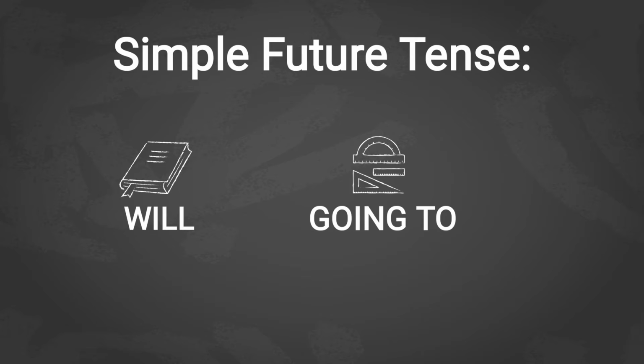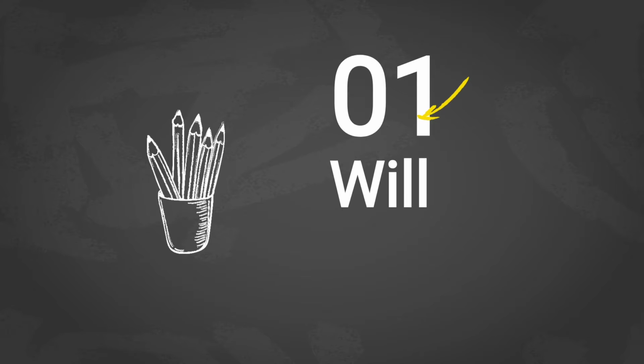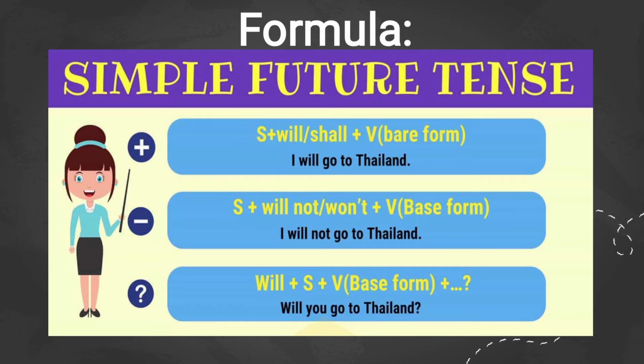Okay, simple future tense is usually a tense that is used to express a future action. Usually we can use the word will or going to. And the first one, we are going to talk about the word will in simple future tense. Okay, take a look at this formula.